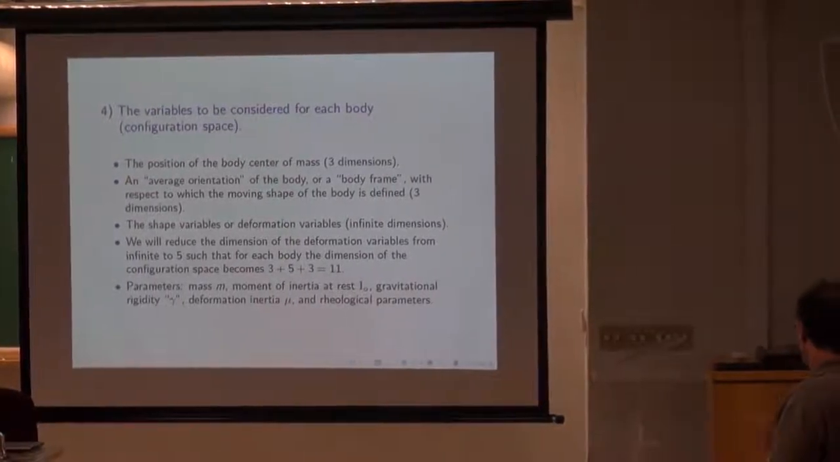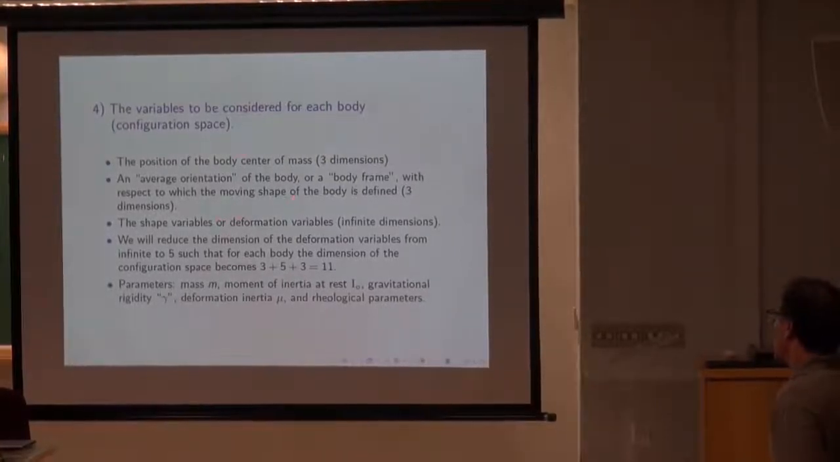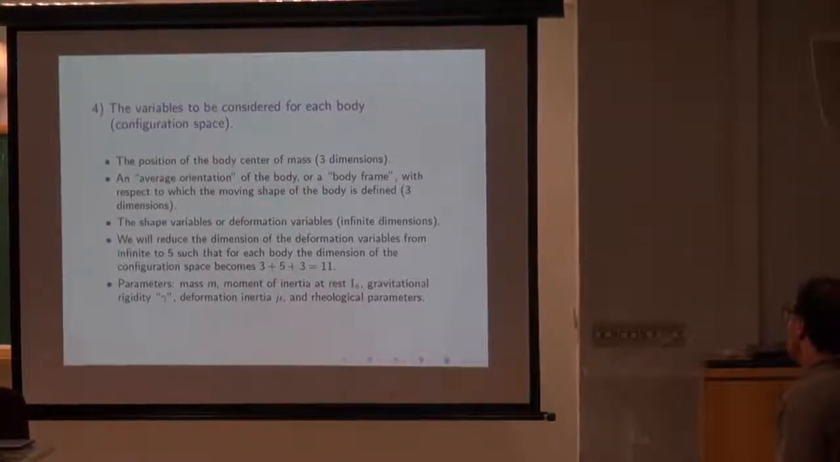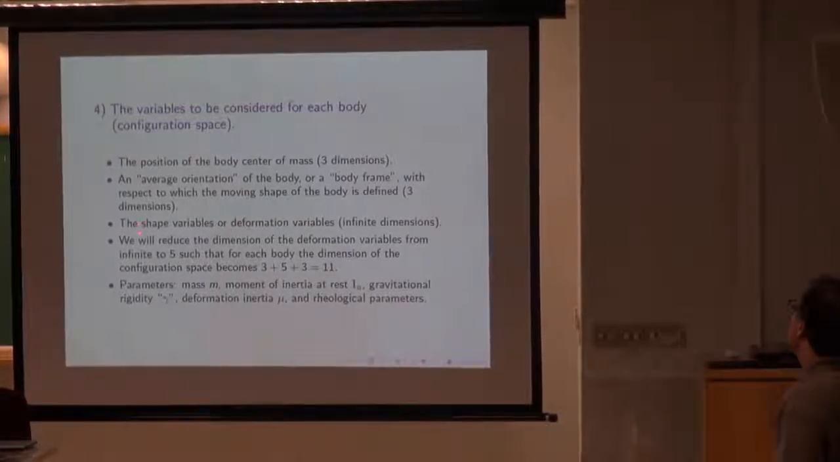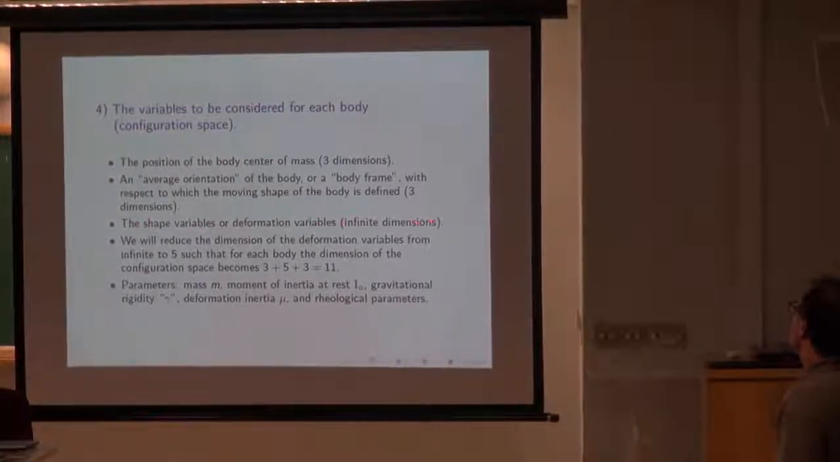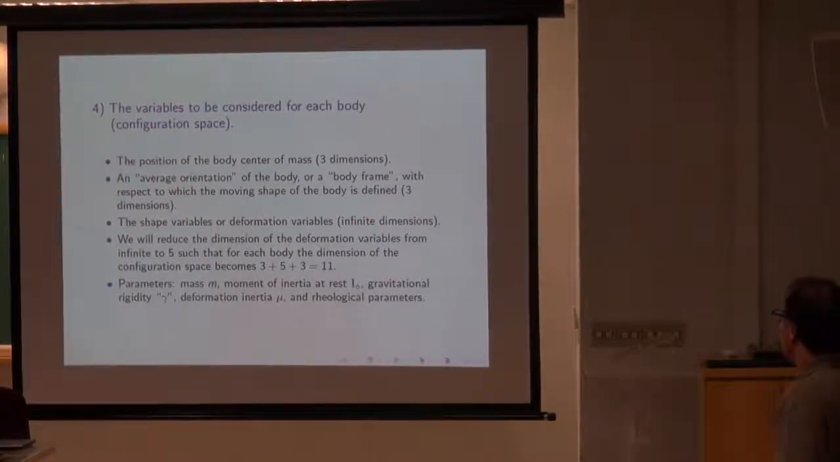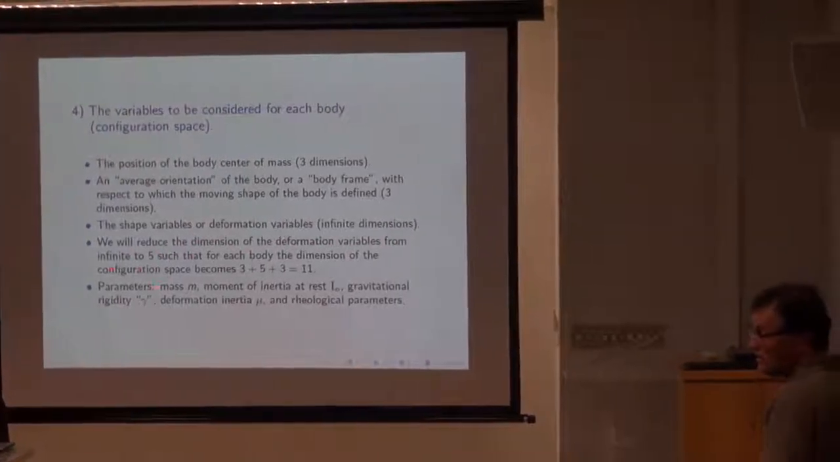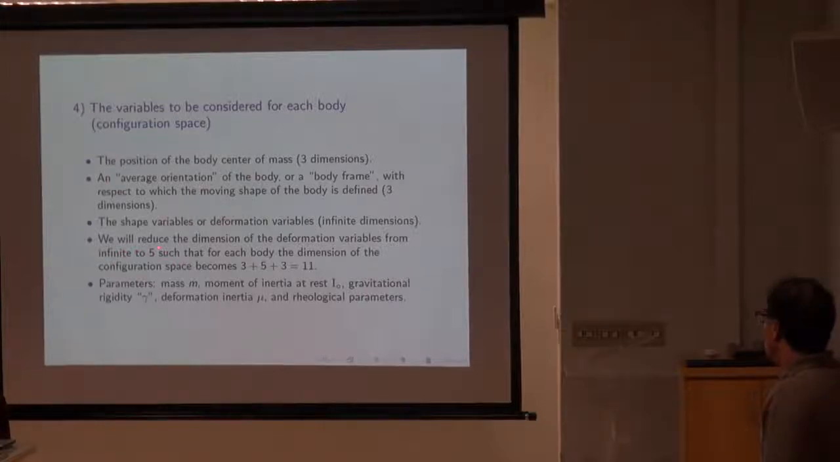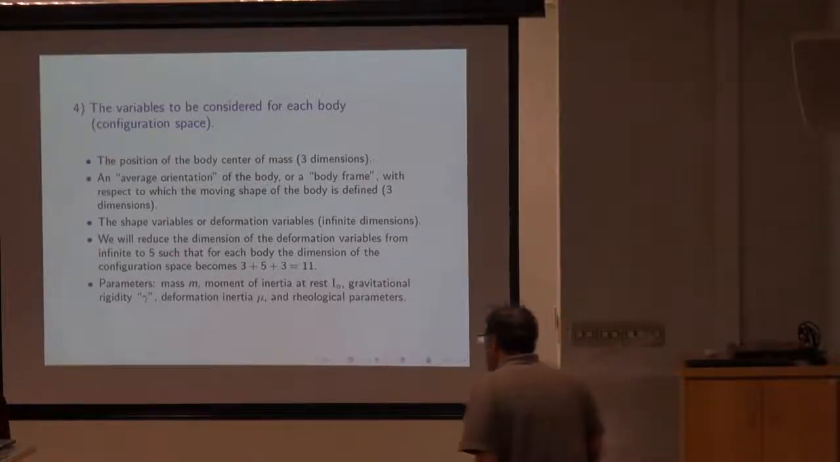And then we have a body frame attached to each of these deformed bodies, and then we have the shape part of the deformation. In principle, the shape of the body has infinite dimensions, as I said, it's a PDE problem. But we reduce the dimension of the deformation variables from infinite to 5. And here is the big change. Essentially, these five variables are the components of the moment of inertia.